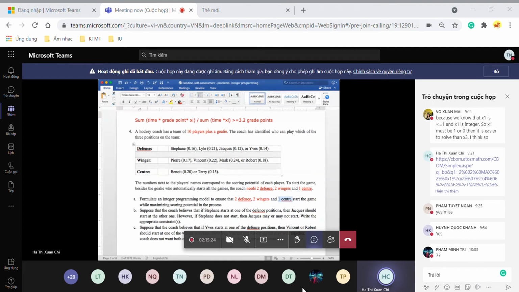We want to maximize the scoring potential for the projects. Here is the score corresponding with each player. So right now we want to maximize the scoring potential. Everyone, how can we formulate that?